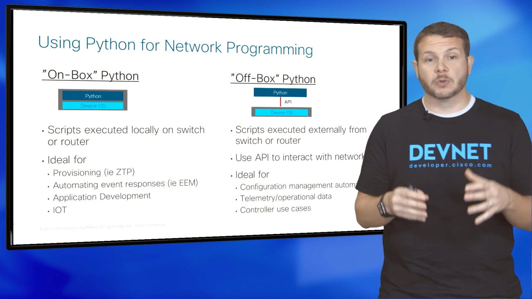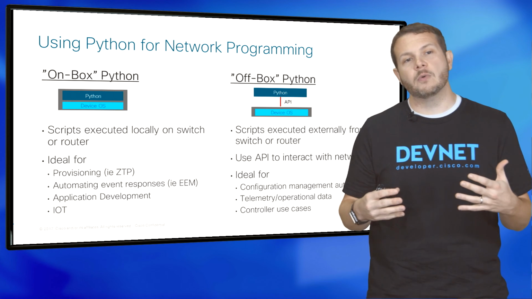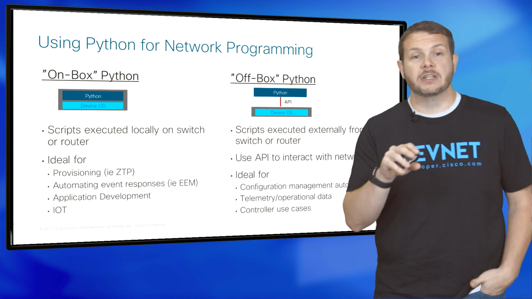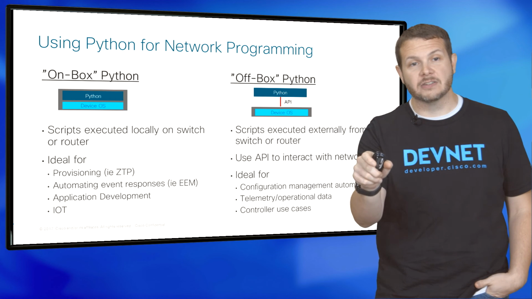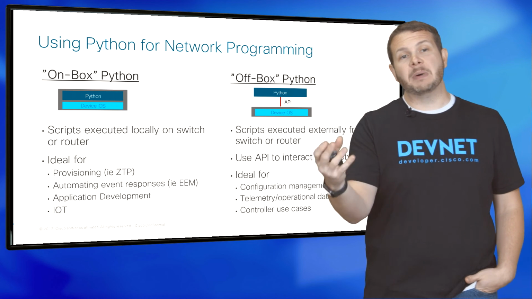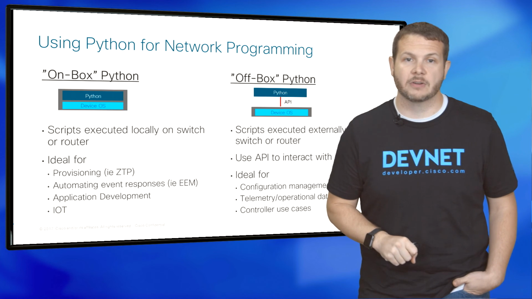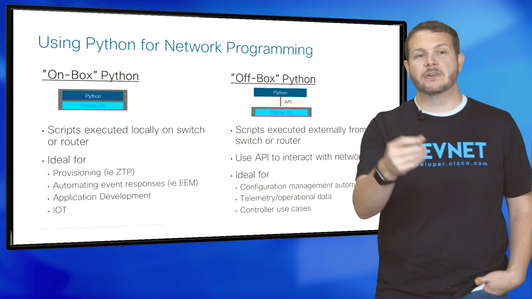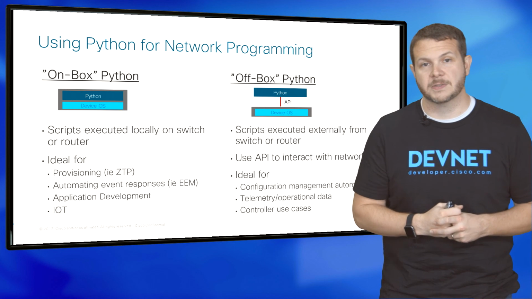Now, one of the use cases we'll talk about today is automating the event responses. What do we want to do if an event is detected at the edge? Well, it can be handy to distribute the actual operations of the actions to those edge devices themselves. So by integrating Python with EEM, we can take more programmatic actions on the events detected on the devices. Application development, IoT use cases, these are all great examples when on-box Python makes sense.